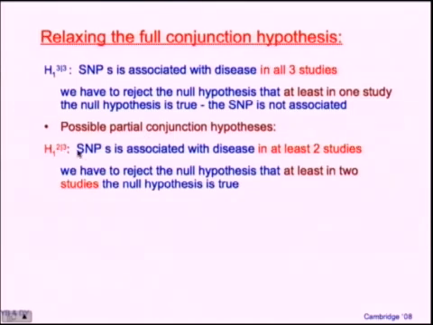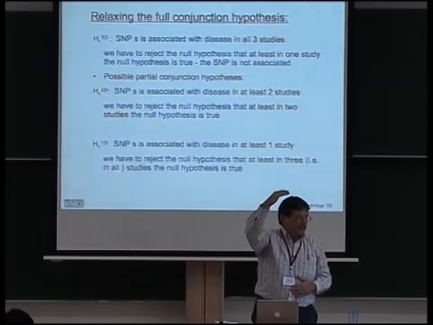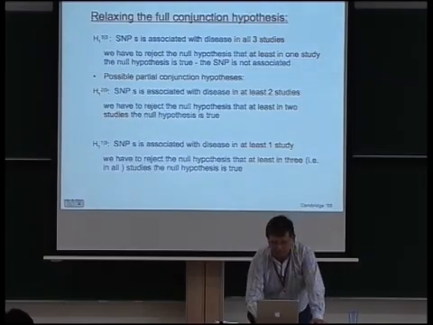If we use the partial conjunction H2 out of 3, we say that the SNP is associated with disease in at least 2 studies. Well, then we have to reject the null hypothesis that at least in 2 studies the null hypothesis is true. And if we go one step further, we can ask that the SNP is associated with disease in at least 1 study. Well, this is the weakest scientific statement that we can make. Here we have to reject the null hypothesis that at least in 3, i.e. in all of them, the null hypothesis is true. Okay? So this is a sequence of scientific statements that are weaker and weaker as we go along.